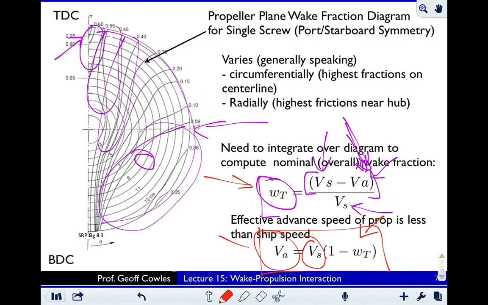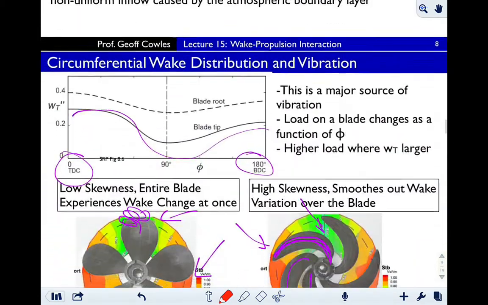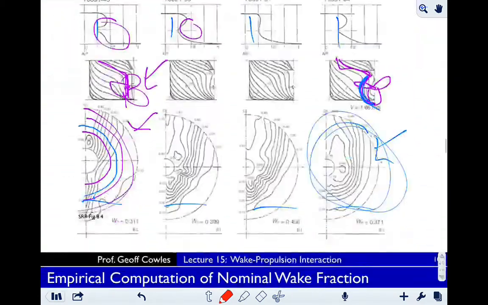This is the ship speed. So they are different. The advance velocity is going to be smaller than the ship velocity, and how much smaller depends on this wake fraction. If the wake fraction is 0.5, that means it's half the ship velocity. Typically it's going to be a little bit smaller than that, maybe a wake fraction of 0.3, which means the advance speed is going to be about 70% of the ship velocity. So the nominal flow experienced by the propeller is less than ship speed, around 70%.